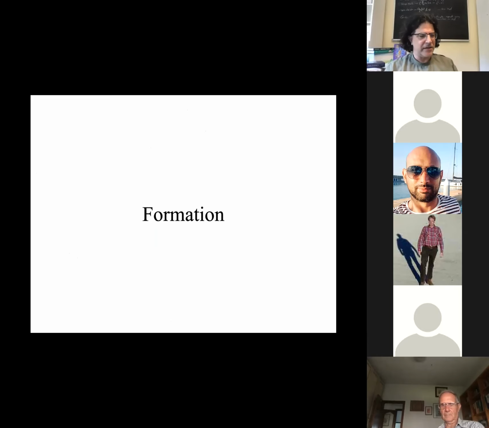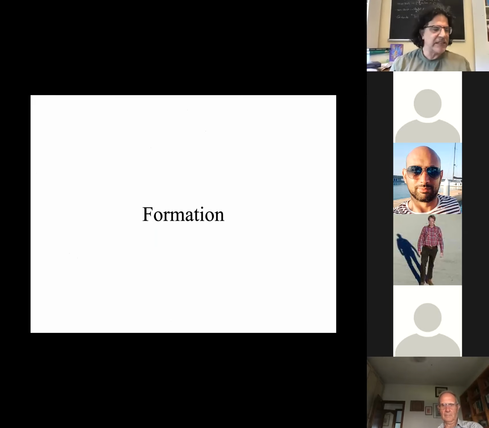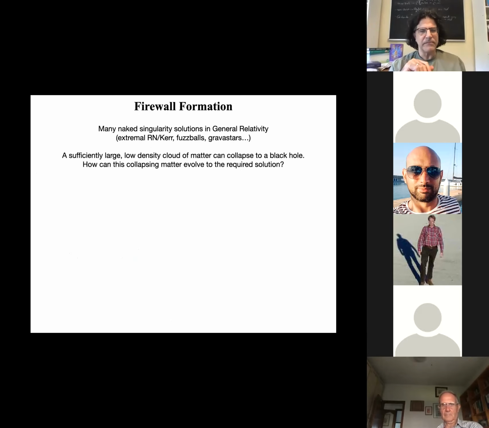How would something like this form? Necessarily, the formation would violate general relativity, as Surjeet said, but we will make some plausibility arguments about why it would be reasonable to think something like this could form. There are naked singularity solutions out there solving equations of GR. They're extremal Kerr and Reissner-Nordstrom metrics, where the horizons cancel each other effectively. There are fuzzballs or gravastars or sufficiently large, low density blobs, essentially. Of course, sufficiently large, low density clouds of matter can collapse into black holes. And so one could ask, how could a low density blob evolve from a black hole where there's vacuum at the horizon to something where there is non-trivial physical stuff at the horizon?